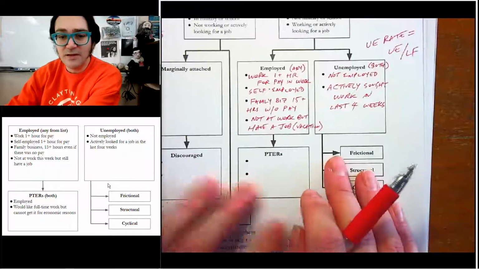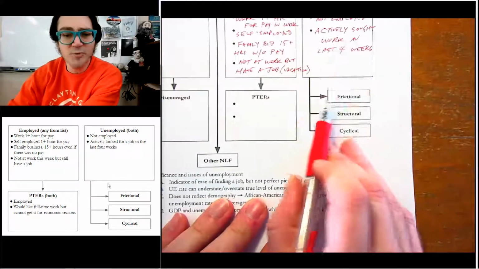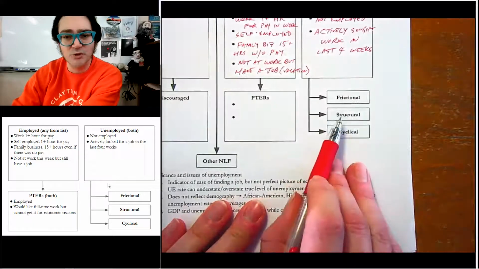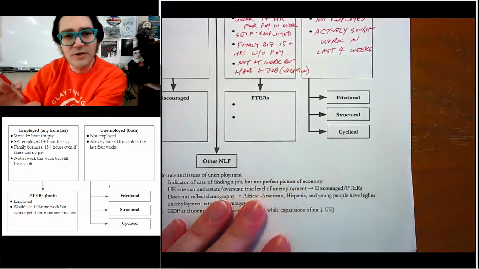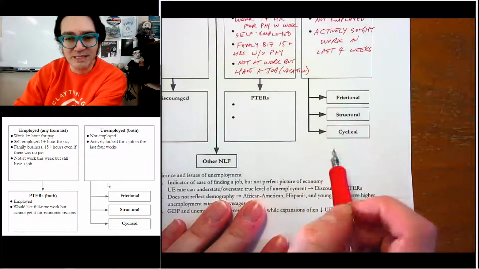But now let's think about these groups in a little bit more detail. Within the unemployed group, there are 3 groups: frictional, structural, and cyclical. We're going to look at those in the next video. But basically, if you're unemployed, you're going to be one of these 3 types of unemployed.